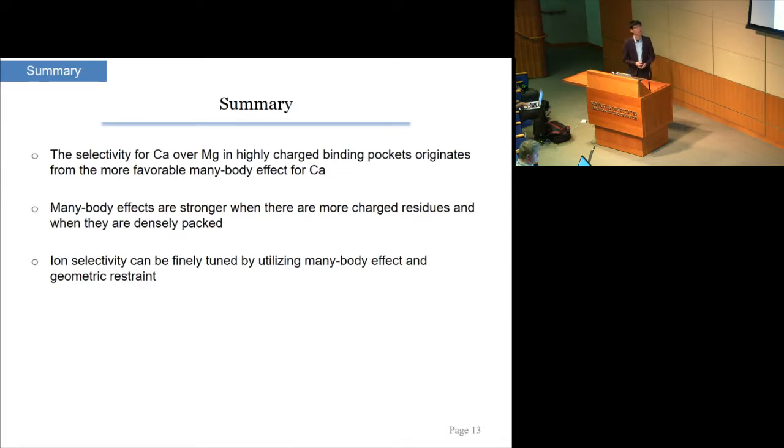In summary, the selectivity for calcium over magnesium in highly charged binding pockets is due to the many-body effect, which is more favorable for calcium. And the many-body effects are stronger when there are more charged residues and when they are densely packed. The ion selectivity can be fine-tuned by utilizing the many-body effect and the geometric restraint.